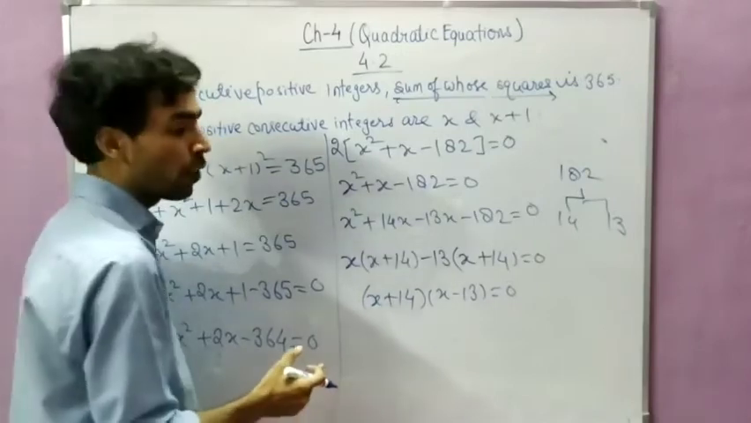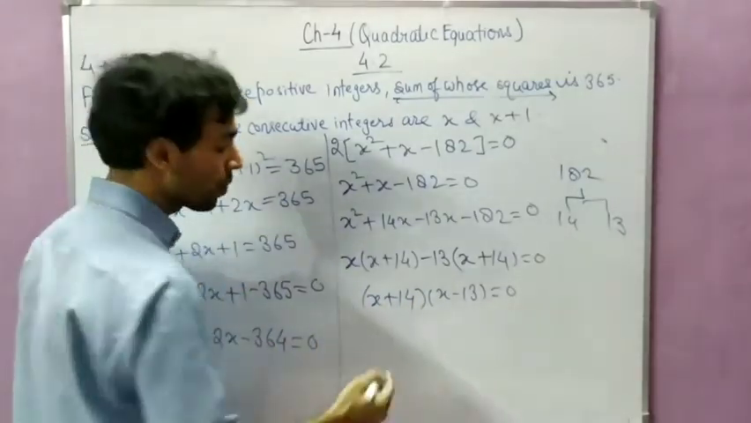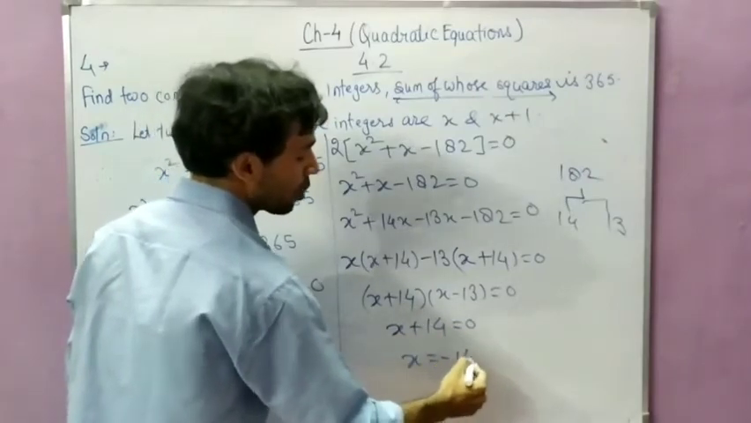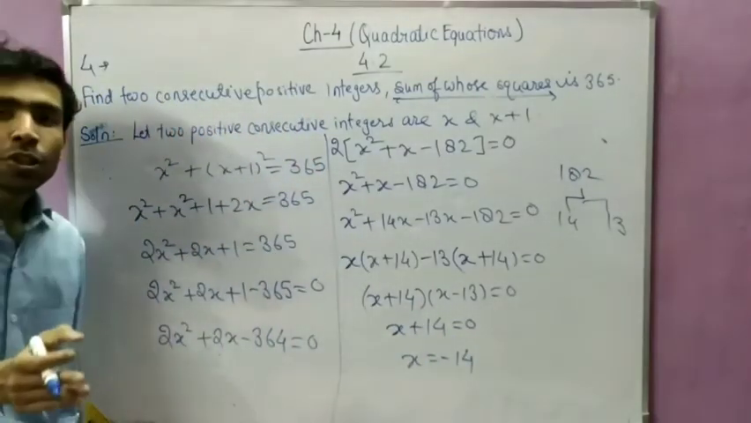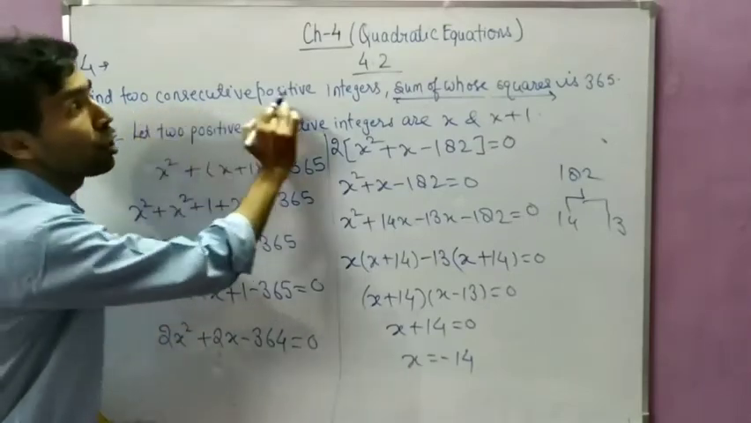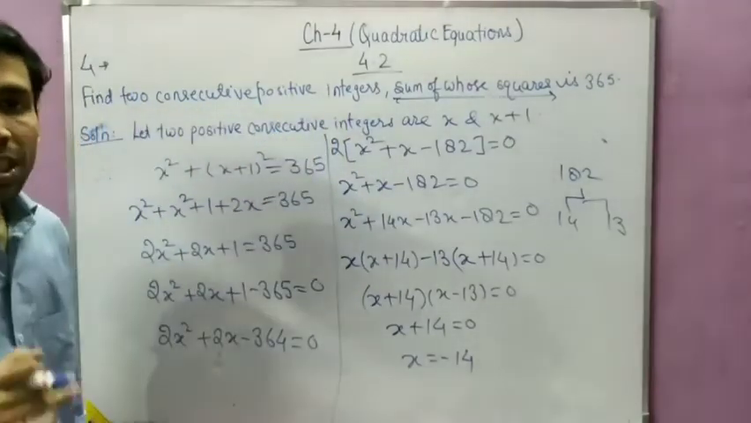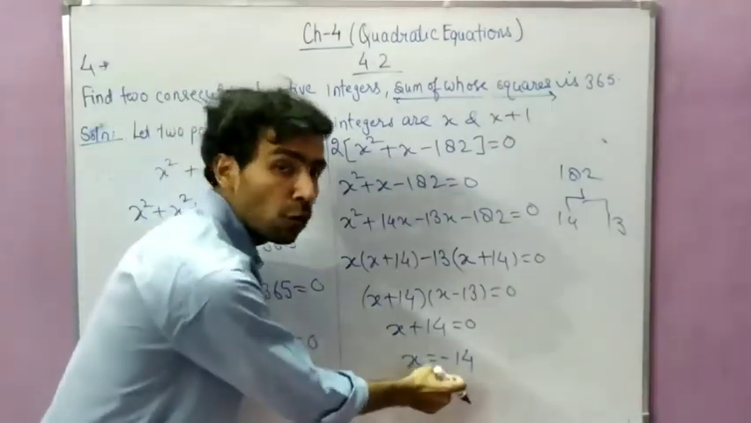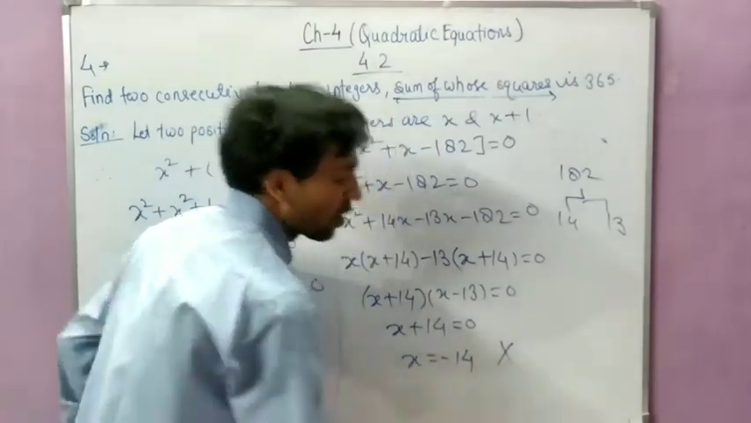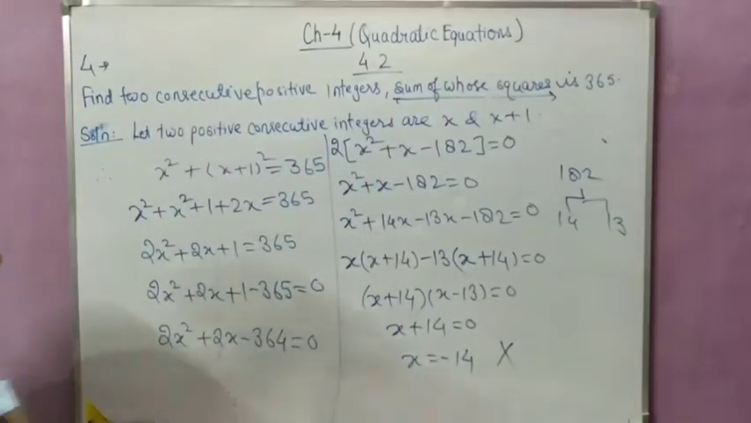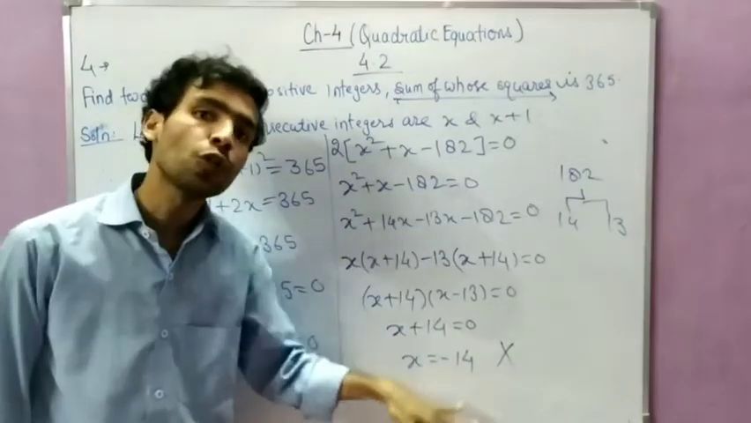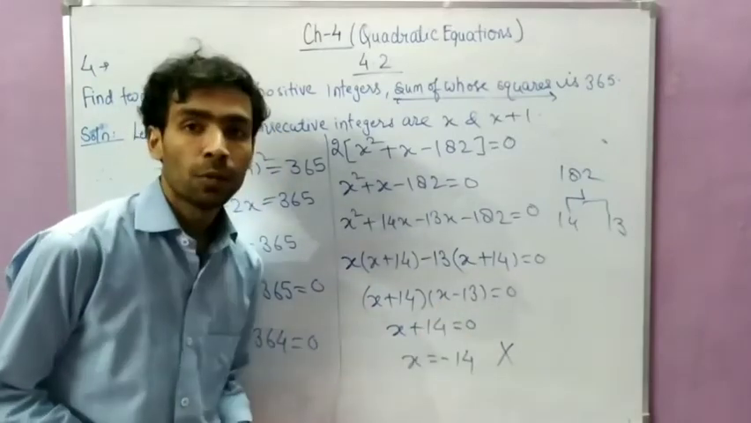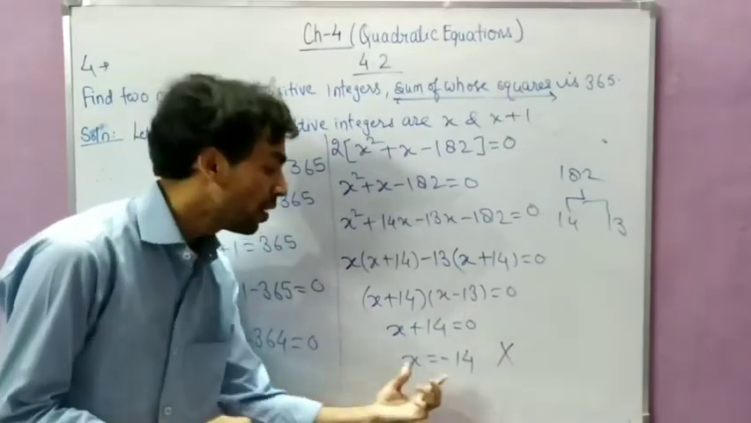When we equate these two factors separately to 0, first we get x plus 14 equal to 0 and x is equal to minus 14. Now students, in the question it is mentioned that you have to take two consecutive positive integers. The question is asking about positive integers, and the value we got of x, that is minus 14, is negative. So we will not take this value. Because it is a quadratic equation, we got two values. But which is acceptable? Only one value is acceptable, not both, because one value is negative.